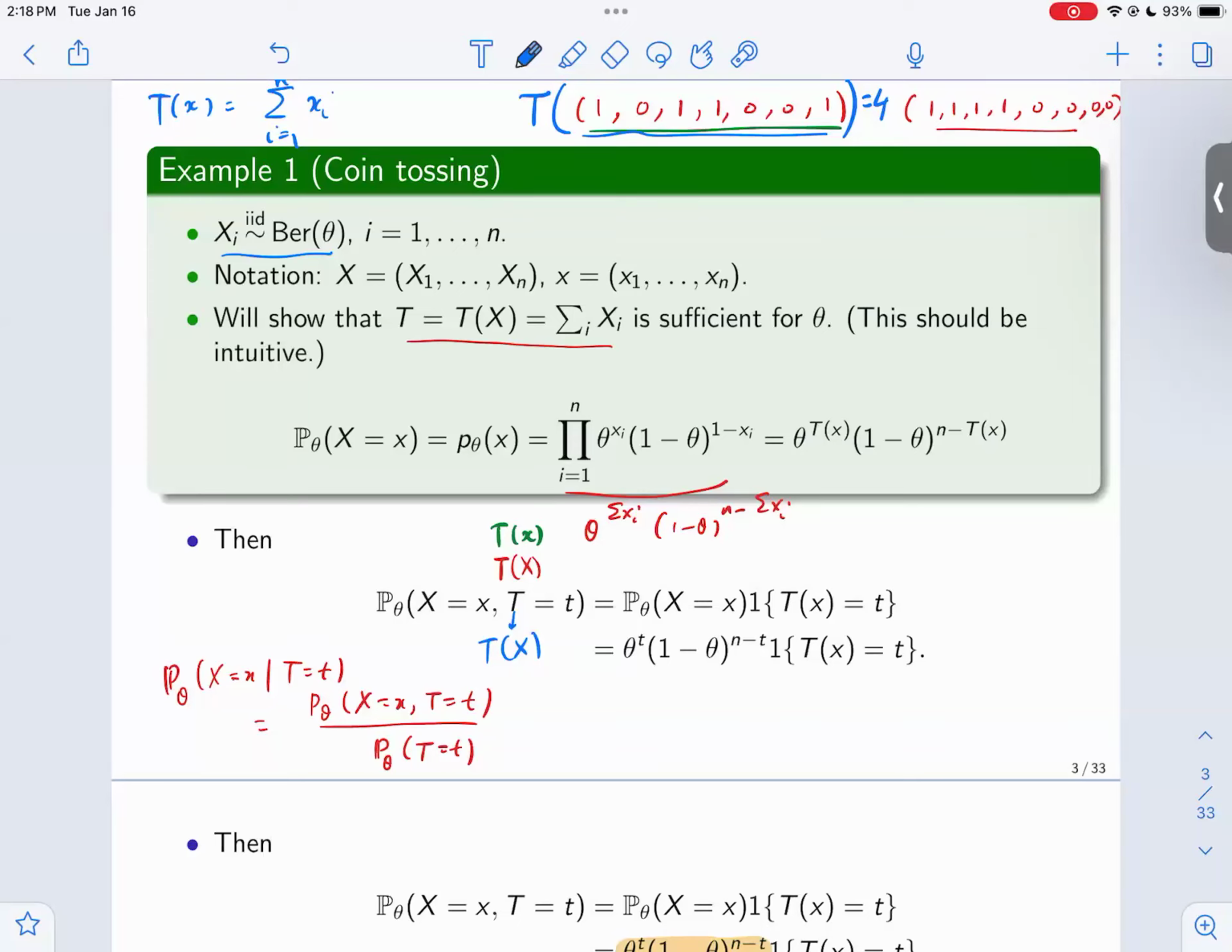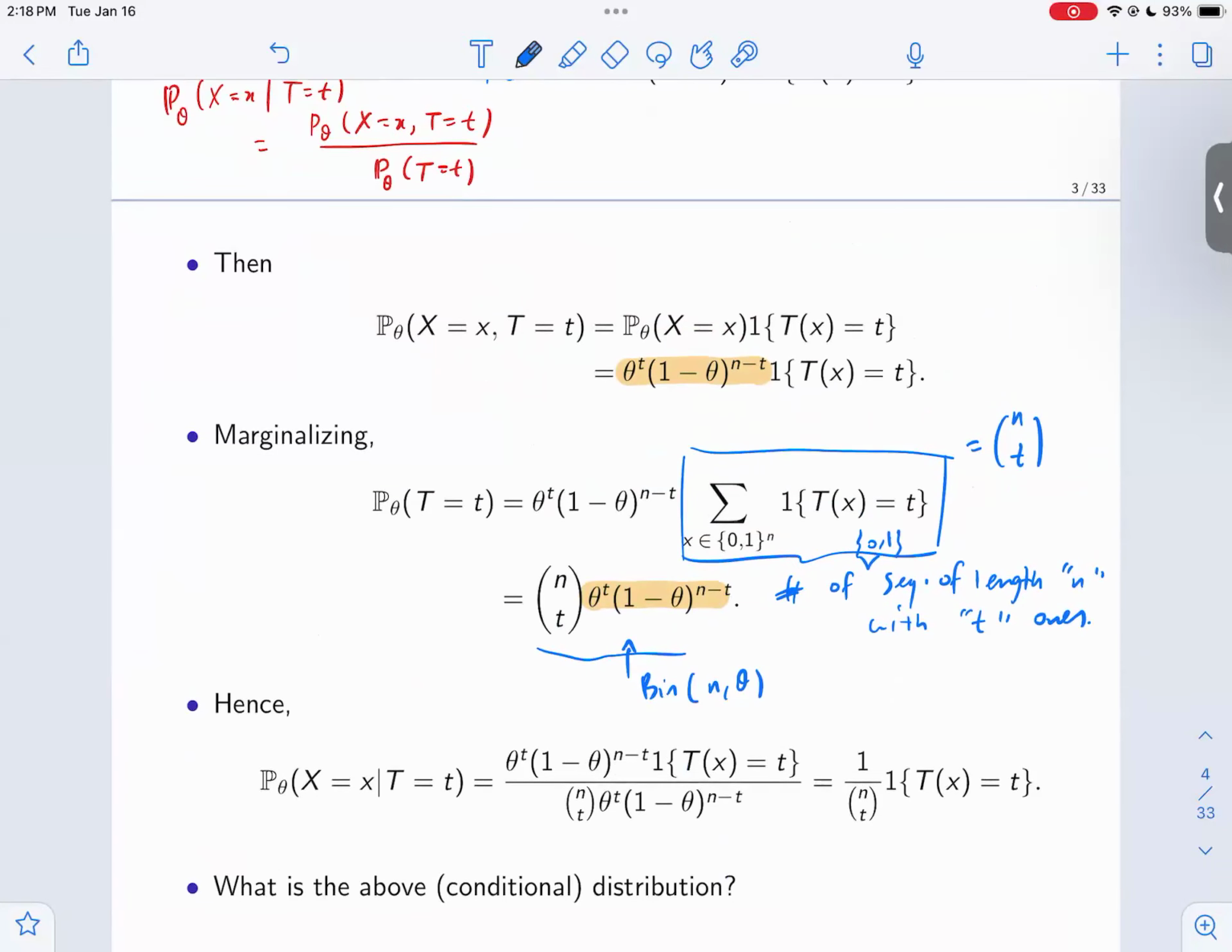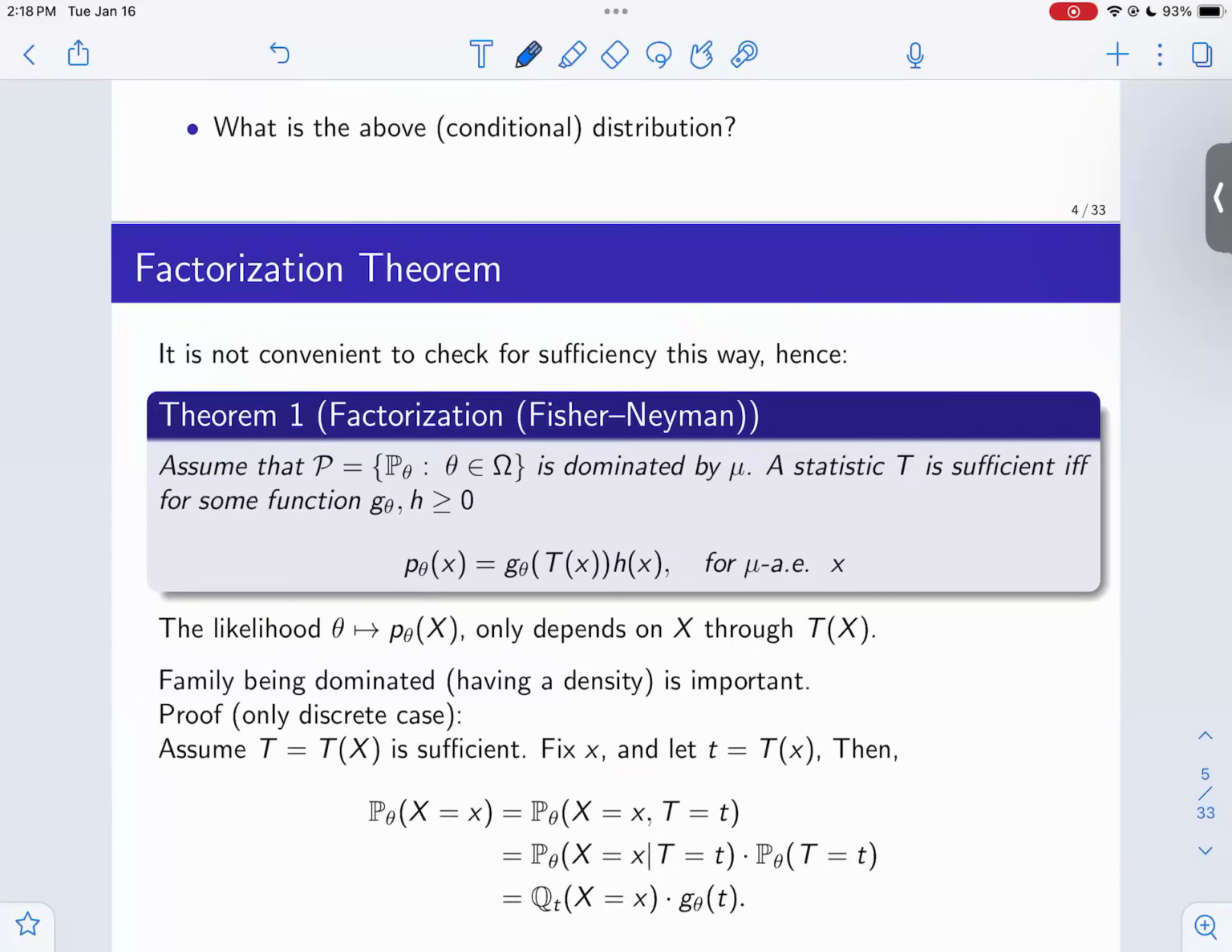Any questions? If you do this procedure, in principle, you can prove in general some results like this. If you have a family of probability distributions dominated by a measure mu, this is saying that these will have densities, little p theta of x, with respect to mu. All of them have the same underlying measure with respect to which they have density. A statistic is sufficient if and only if this density factorizes in this particular form.